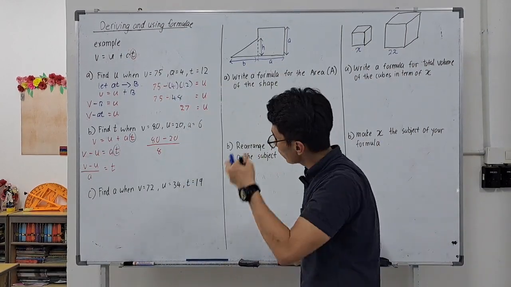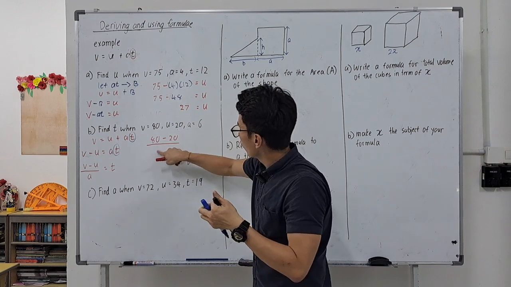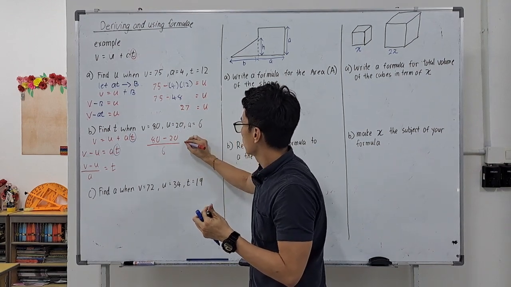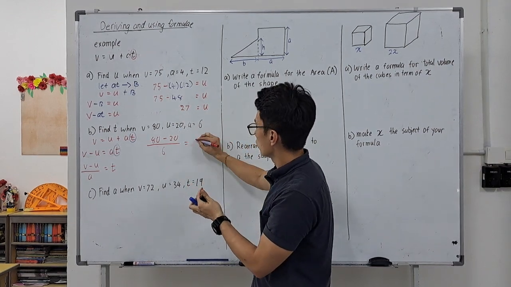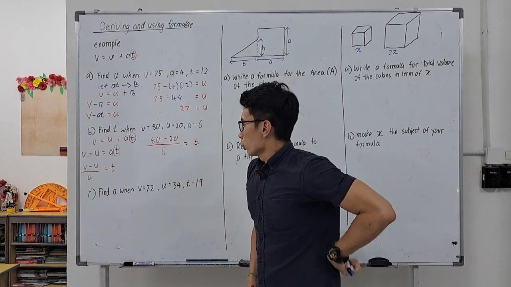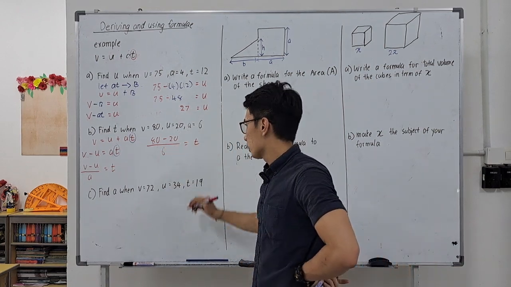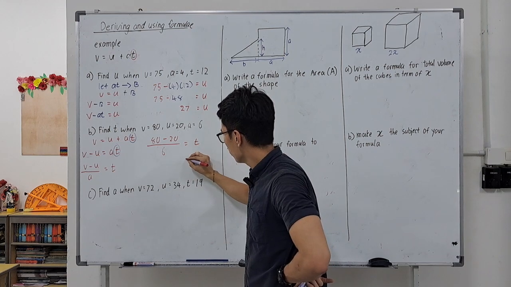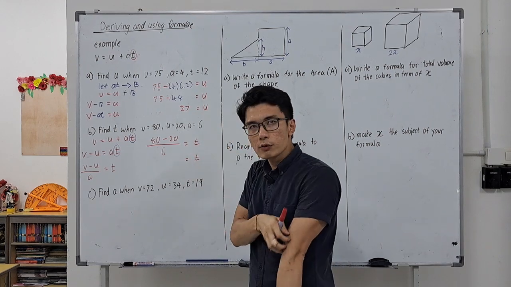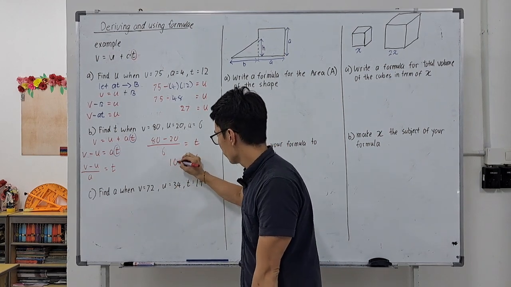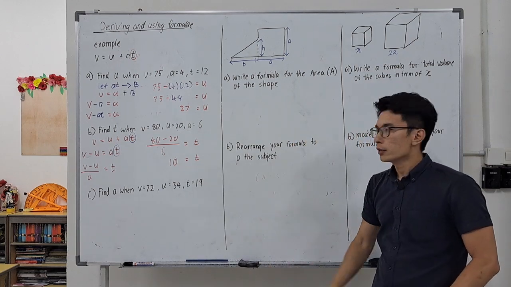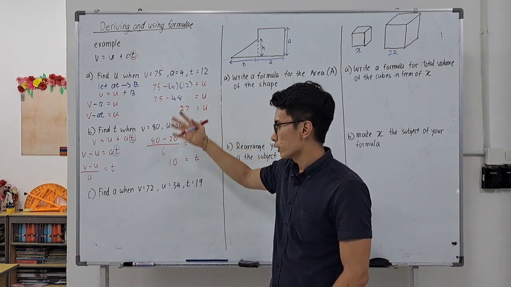Okay, let's get back onto it. So my A over here, that's gonna be 6, and everything over here is gonna equal to t. So 80 minus 20, that's gonna give me 60. All right. So 60 divided by 6, that's gonna give me 10. Okay, I'm done already. All right, so that's how we do for this kind of question.